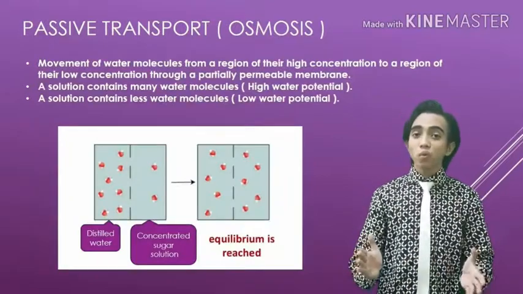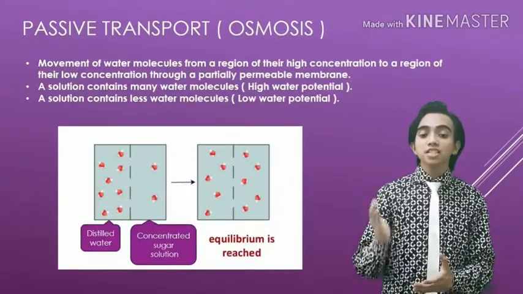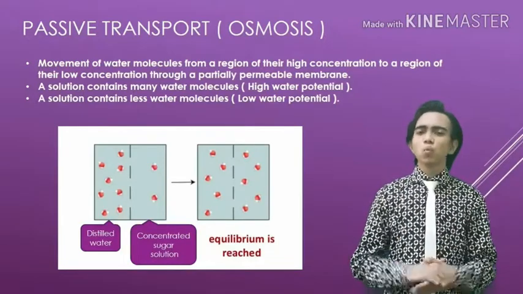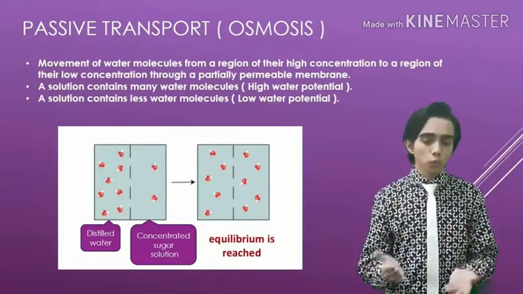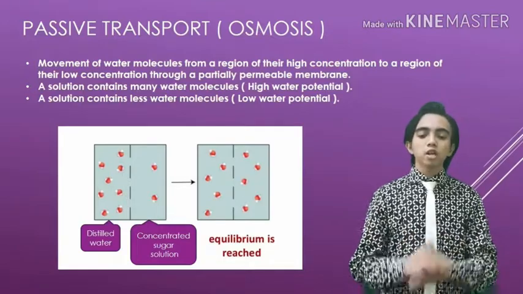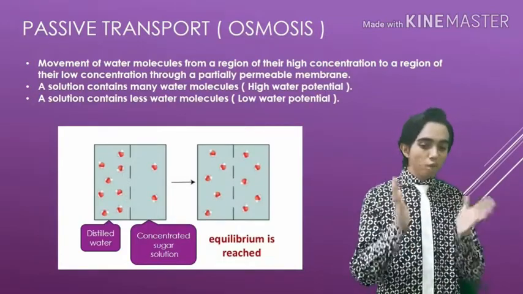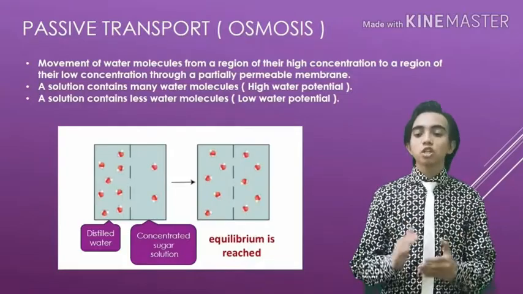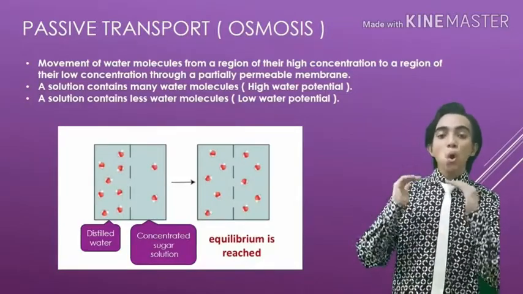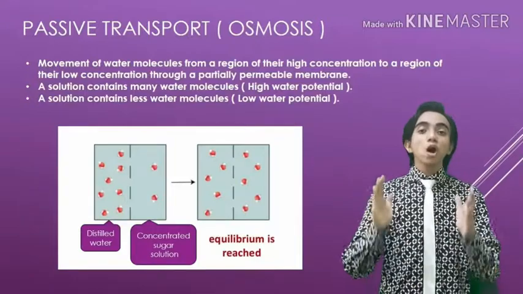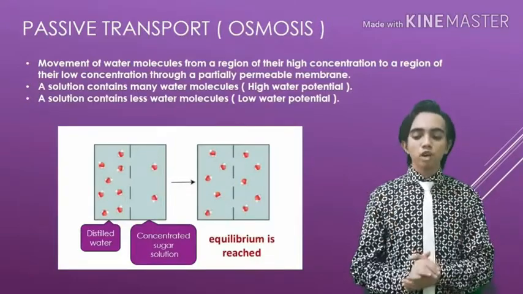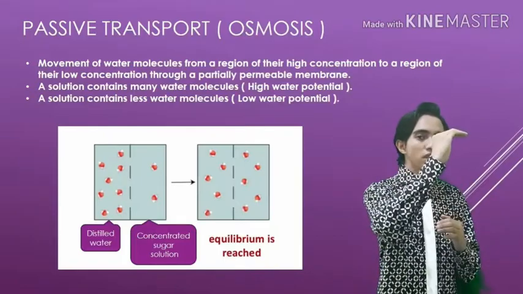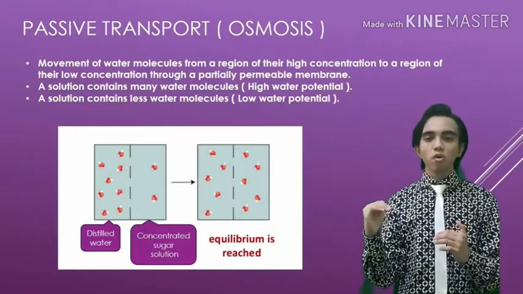Okay, so right now we look at the other passive transport, which is osmosis. What does osmosis do? Osmosis happens through the movement of water molecules from a region of their high concentration to a region of their low concentration through a partially permeable membrane. So it moves from high concentration of water to low concentration of water.